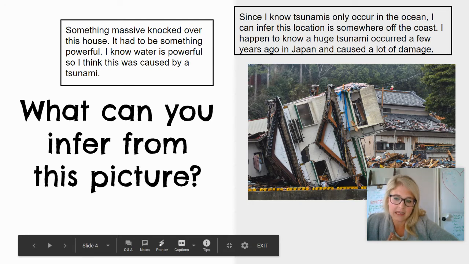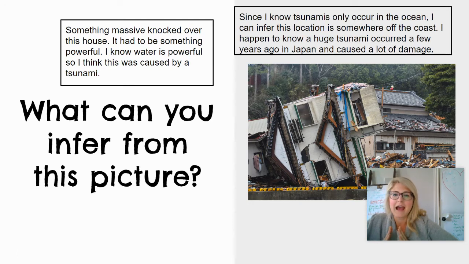So another thing I think, since I think it's a tsunami, I also know that tsunamis occur in the ocean, and I can infer that the location of this picture is on the coast somewhere. And I happen to know already from a few years back that there was a huge tsunami that occurred in Japan, and it caused a lot of damage. So I may infer that this was a picture from that Japanese tsunami, but I could be wrong because I don't know that for sure, but I'm inferring.